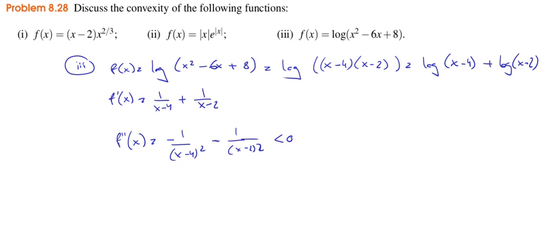So this is always going to be negative in the domain. So this function is always going to be concave.